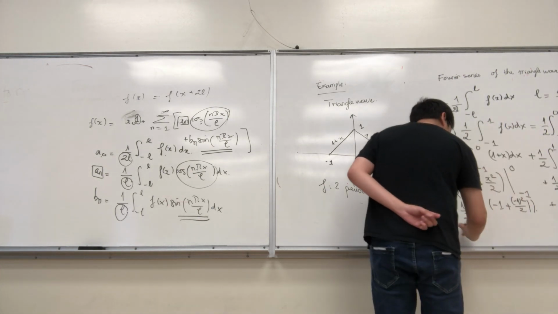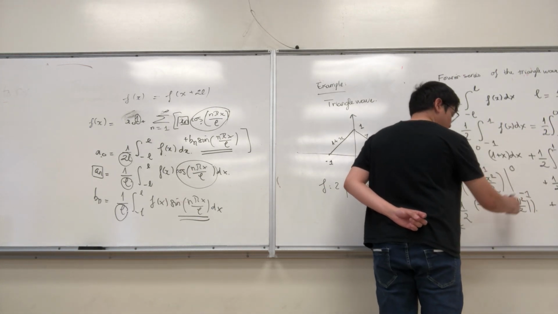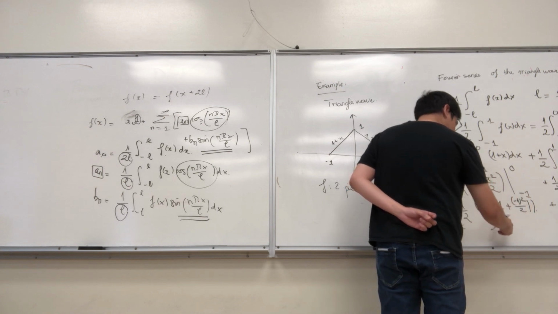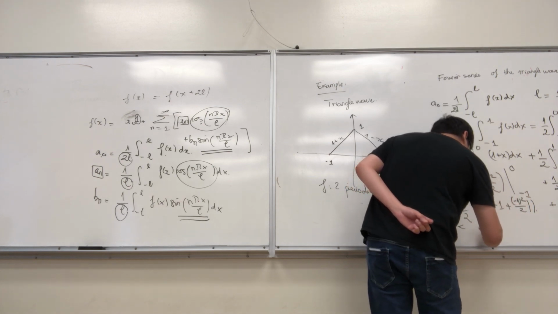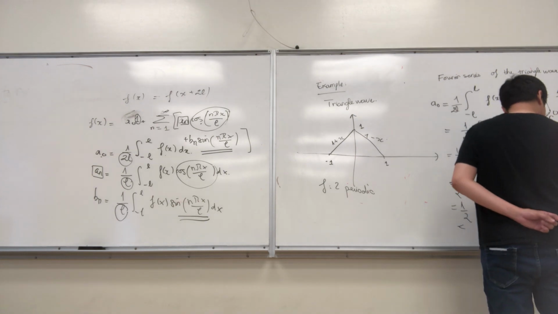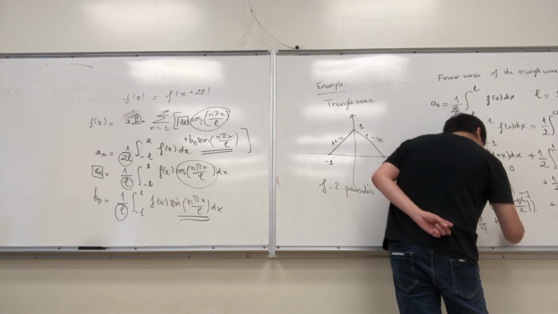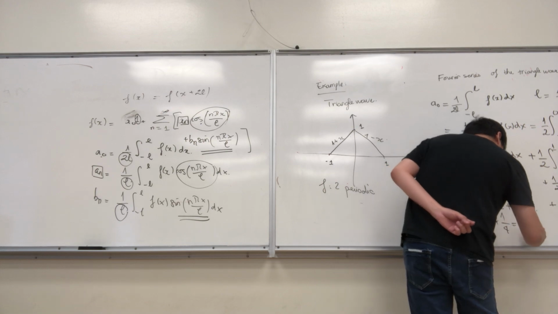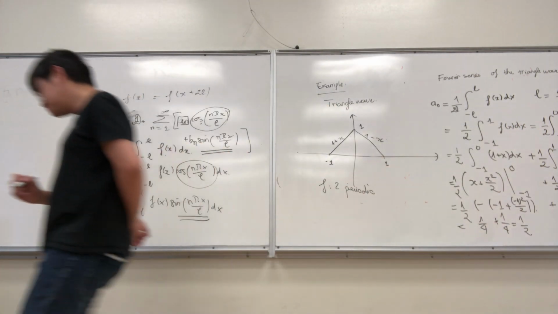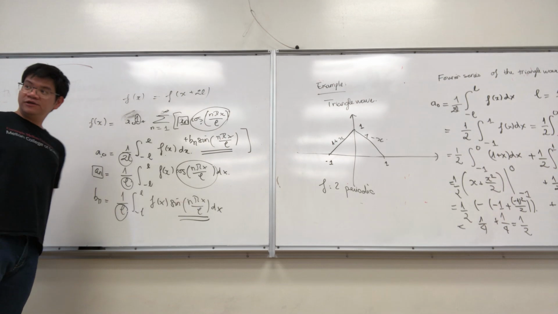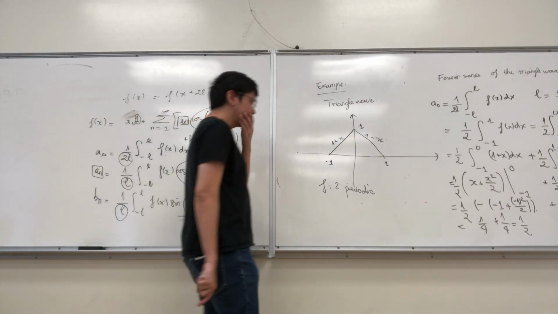Right? So here I'm going to have minus 1 plus 1/2 is minus 1/2. So here I have 1/4. And here I have 1/2 plus 1/2 is 1/4. So in general I have 1/2. Right? It's clear? Questions? So I explain again.